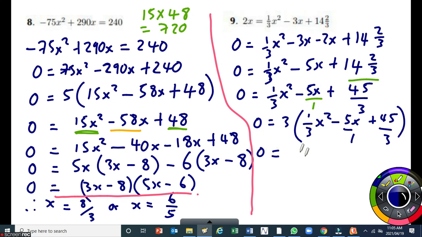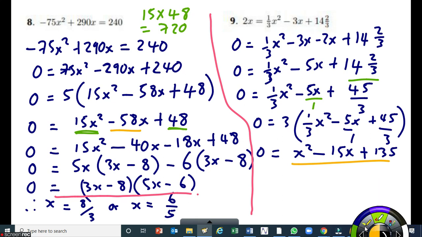So that will give me x squared minus 15x plus 135. Okay, so you end up having that as a quadratic equation. It's simplified, and it's very easy to solve. So, which two factors of 135 add up to minus 15?